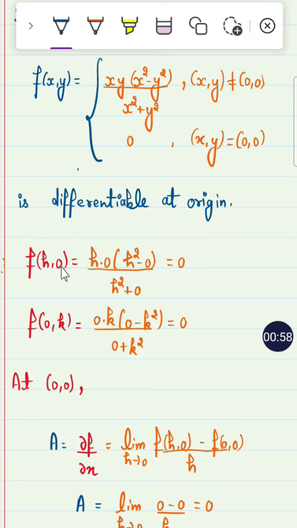f(h, 0) is h·0·(h² − 0²)/(h² + 0), which is equal to 0. What is f(0, k)? Put the values 0 and k, and this becomes 0.